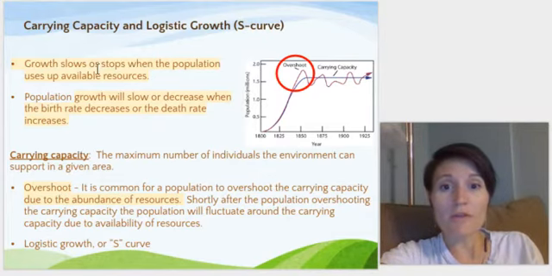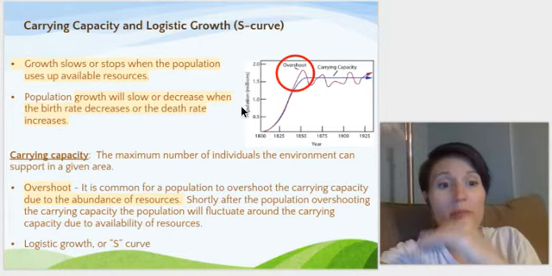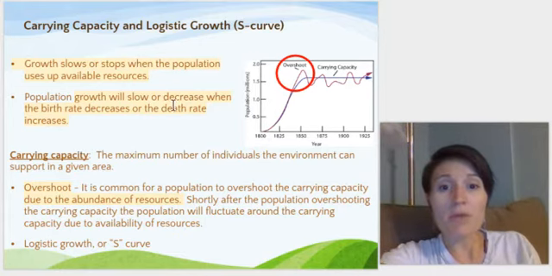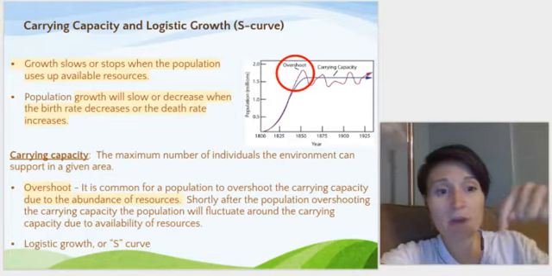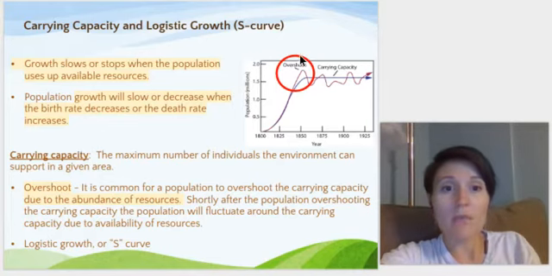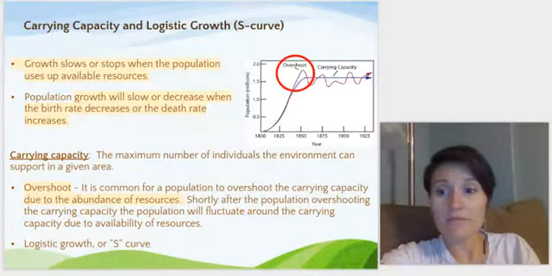So the growth slows or stops when the population uses up available resources. You need to know why it fluctuates, why it goes up and down. Growth will slow or decrease when the birth rate decreases or the death rate increases. Because remember, that's what causes the population to decrease. Up here in the red circle, and I suggest drawing this on your graph, that is called overshoot. That's due to the initial abundance of resources, but it doesn't last.